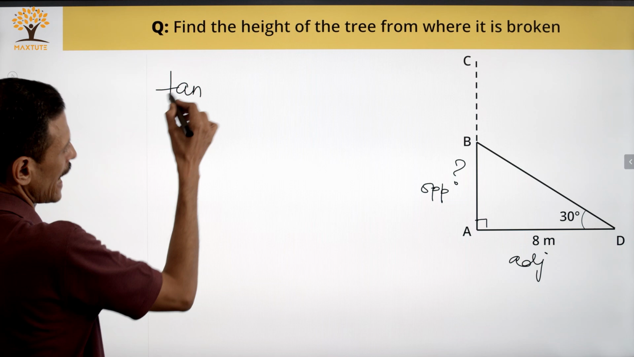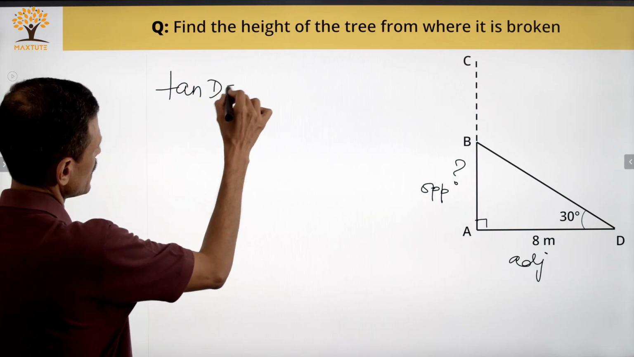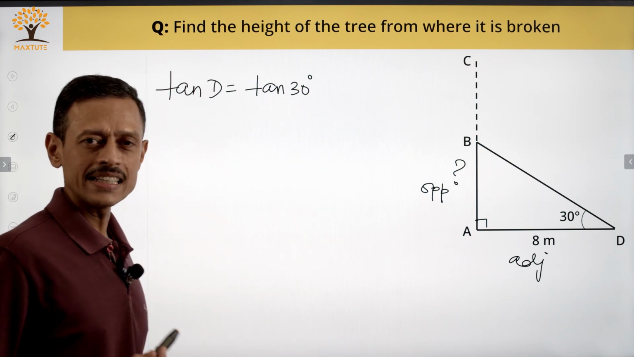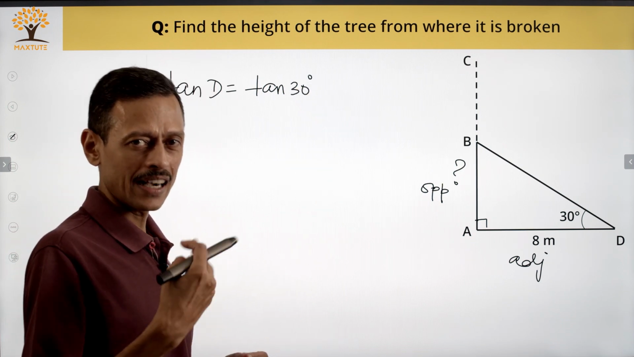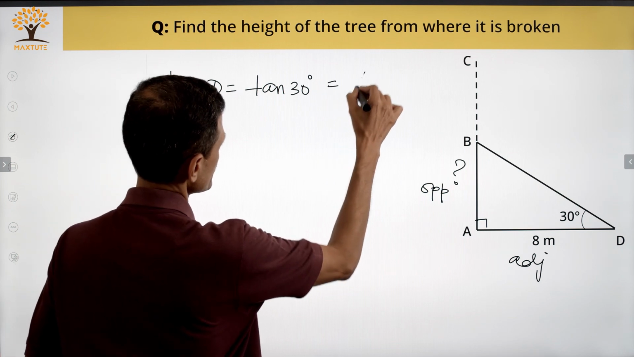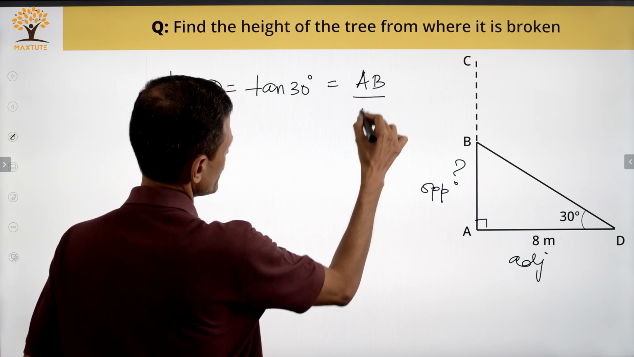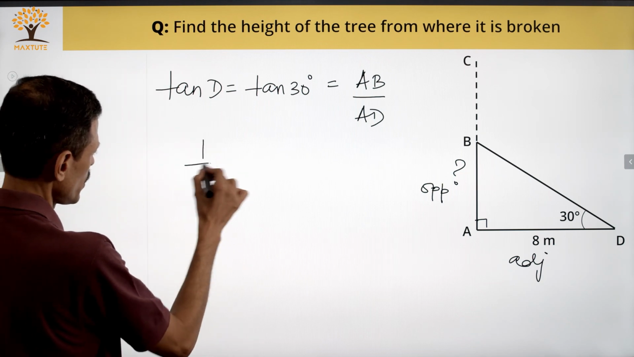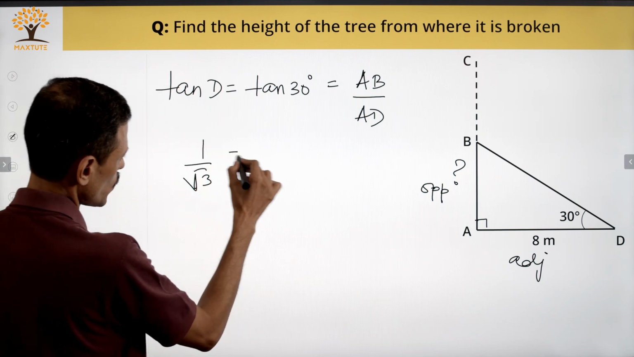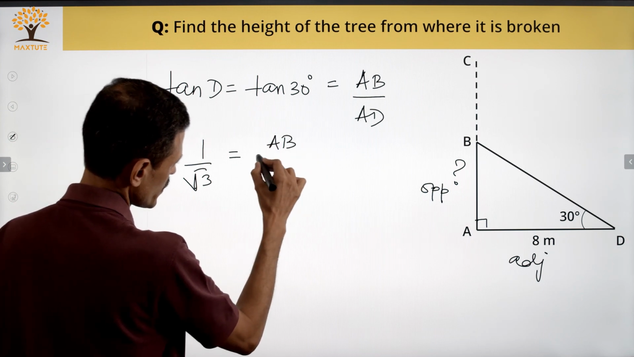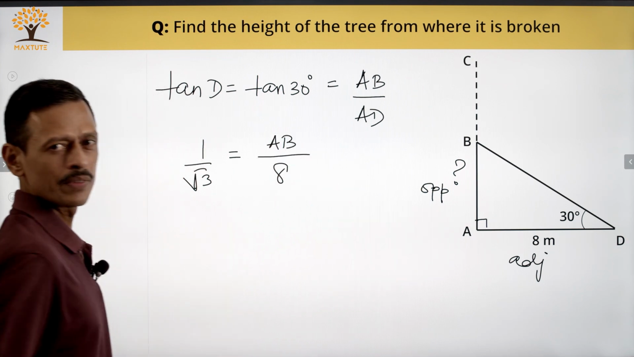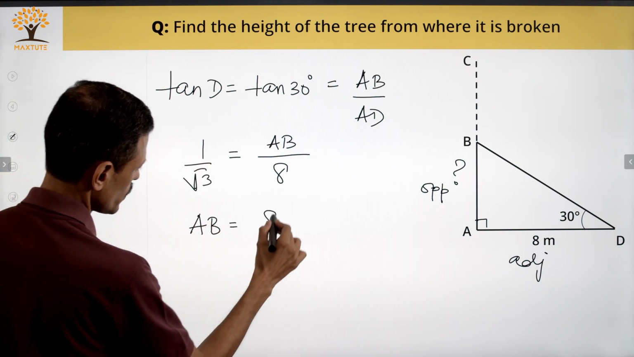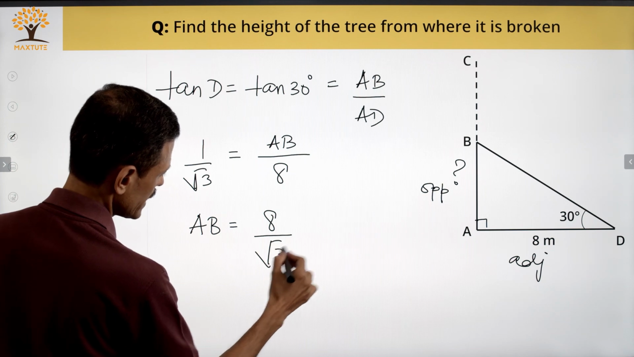So, tan of angle D, which is tan 30, is what we are trying to use. Tan is equal to opposite side by adjacent side. Opposite side in our case is equal to AB. Adjacent side is equal to AD. Tan 30, the value is equal to 1 upon root 3. AB is what we are trying to find out. The measure of AD is given as 8 meters. Cross multiply this 8, and we will get the value of AB. AB is equal to 8 divided by root 3 meters, right?